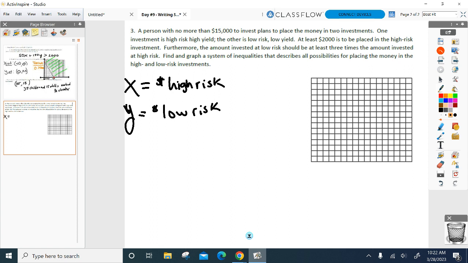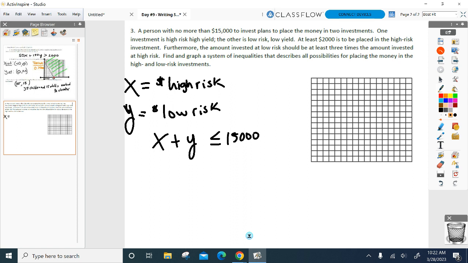Add them. Okay, in total, right? Whatever I put into the high and the low, no more than 15,000. It is less than or equal to 15,000. Have some confidence. You got it. That's the total amount of money I have. It can't be more than 15,000.